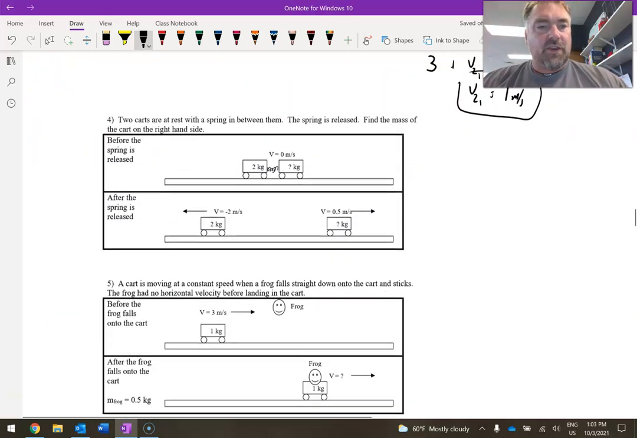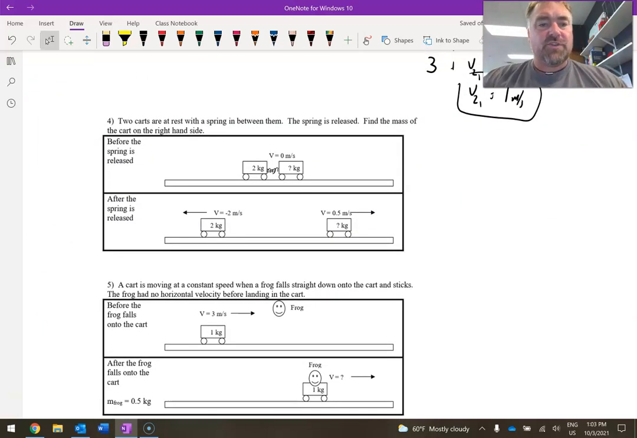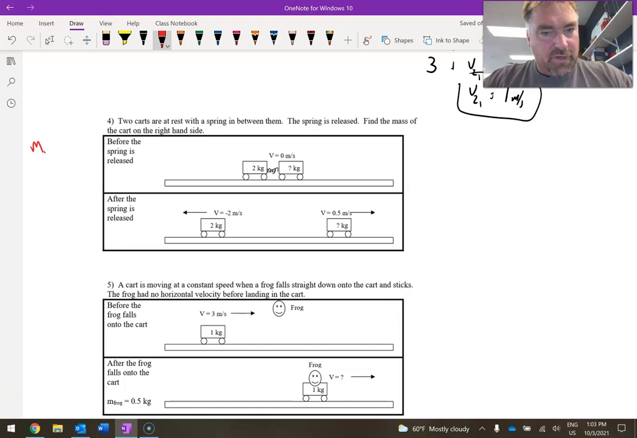All right, we've got number 4. Two cars are at rest with a spring in between them. The spring is released by the mass of the car on the right-hand side. So let's go through what we know. We know that M1, I'm going to call this 1 and call this 2. So 1 and 2 again. So M1 is 2 kilograms.